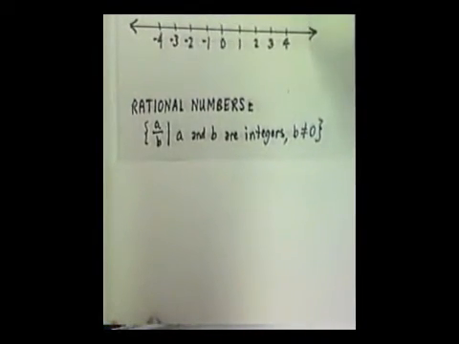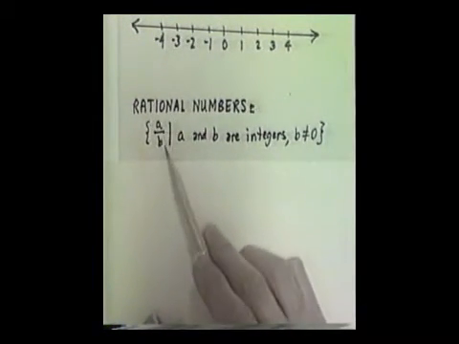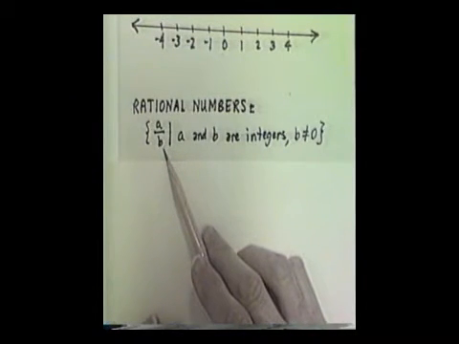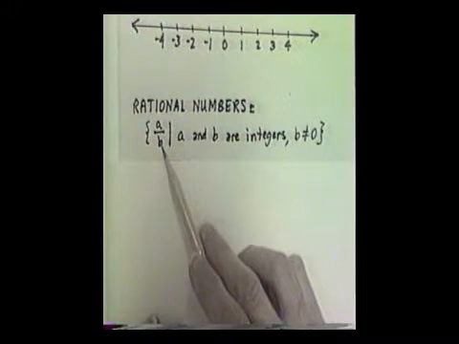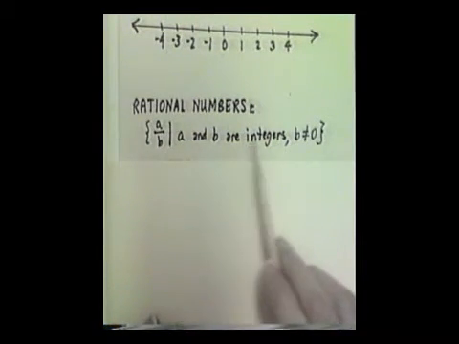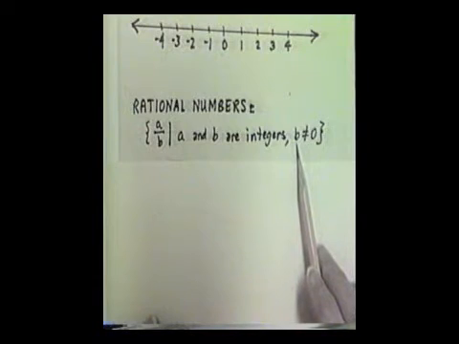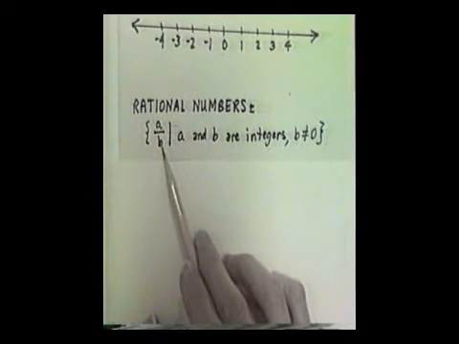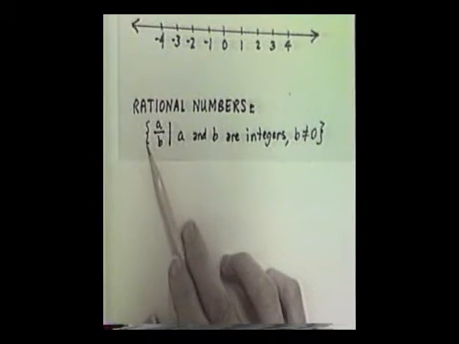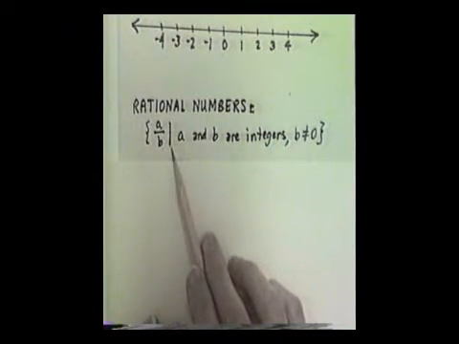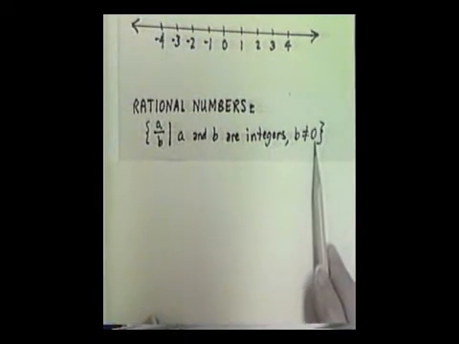The rational numbers are defined by writing down a formula, A over B, a fraction. We read this vertical bar "such that": A over B such that A and B are integers and B does not equal 0. The denominator of a fraction is never, ever allowed to be 0. So when we define rational numbers, we make that statement. So here's what the rational numbers are. The set of all A over B such that A and B are integers, B does not equal 0.